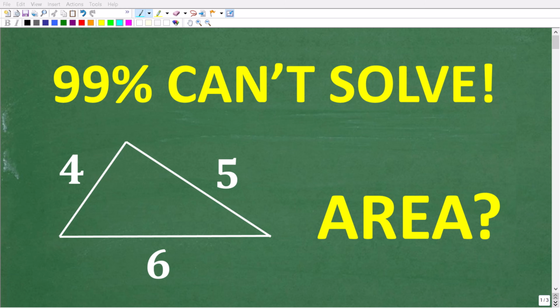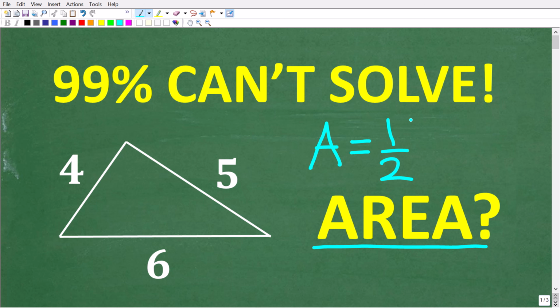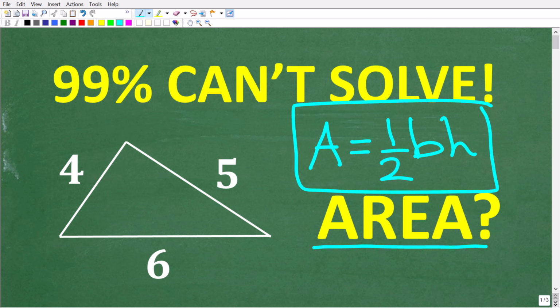A lot of people are going to look at this problem and say, this is easy. I know how to find the area of a triangle. All I have to do is use this formula. Area is equal to 1/2 base times height. Well, this is right. However, this formula is not going to help you in this problem. So don't start celebrating right now.